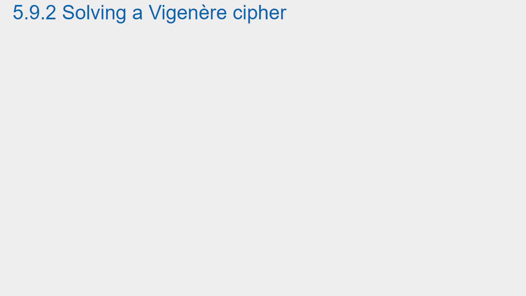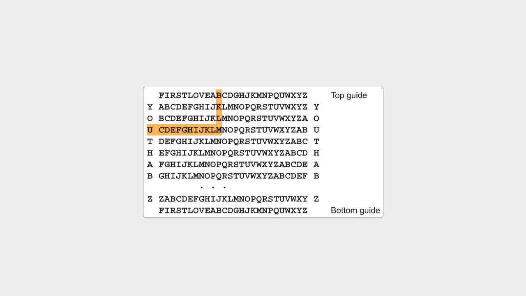Section 5.9.2. Solving a Vigenère cipher. About 30 years after Belasso, Blaise de Vigenère made two improvements over the Belasso cipher. The first was to add guides along the outside of the tableau. This had the effect of producing a mixed alphabet without the work of mixing the tableau. Here is an example using the key phrase "first love" in the horizontal guides and the keyword "youth" in the vertical guides. You will find the second improvement, AutoKey, in section 5.10.